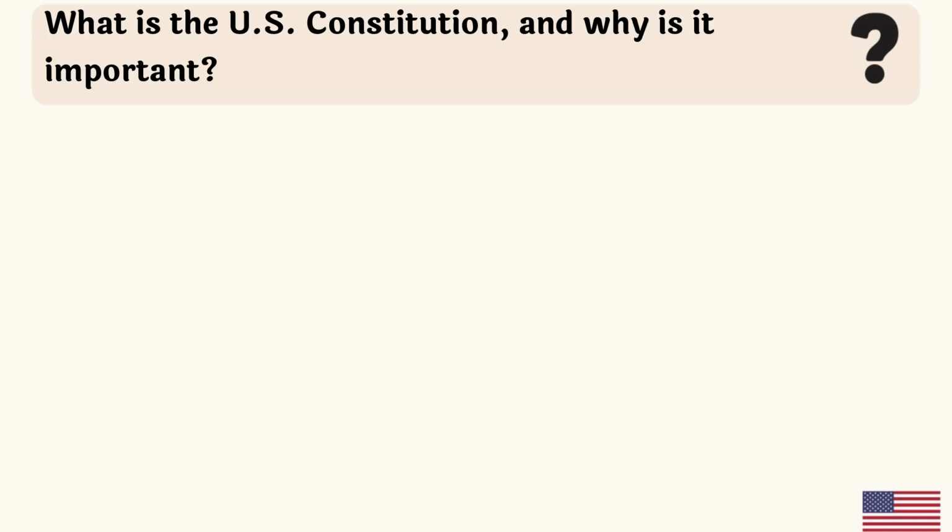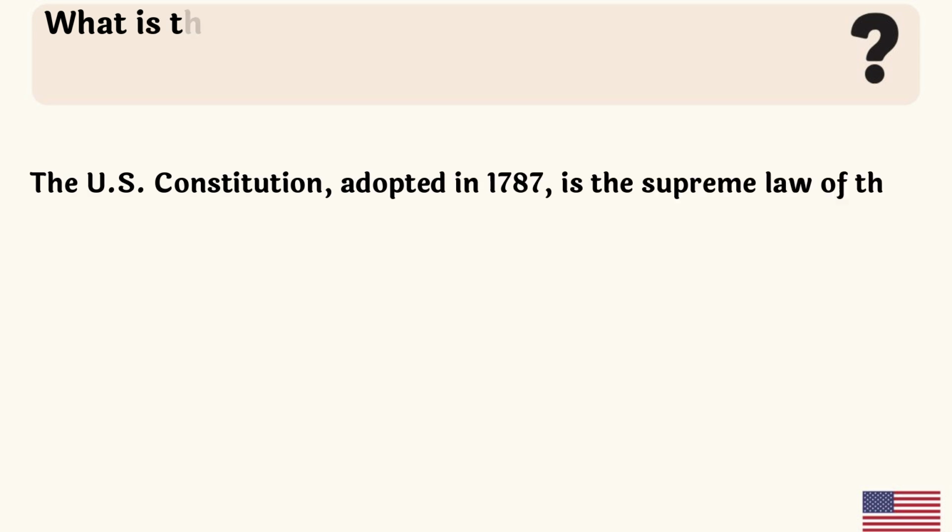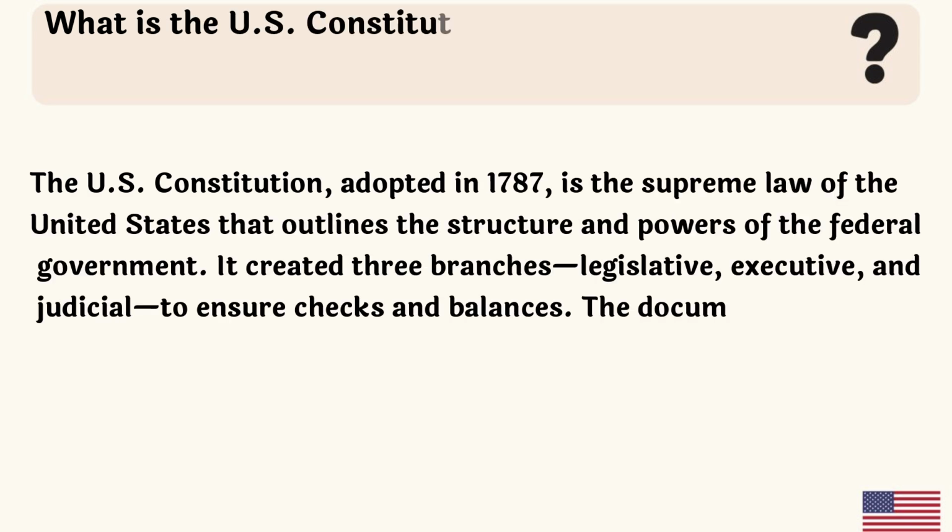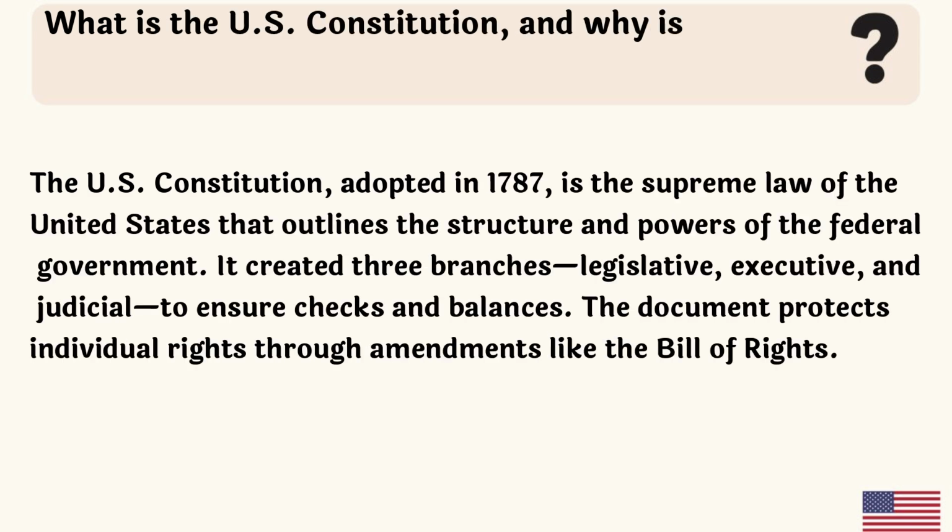What is the U.S. Constitution and why is it important? The U.S. Constitution, adopted in 1787, is the supreme law of the United States that outlines the structure and powers of the federal government. It created three branches, legislative, executive, and judicial, to ensure checks and balances. The document protects individual rights through amendments like the Bill of Rights.